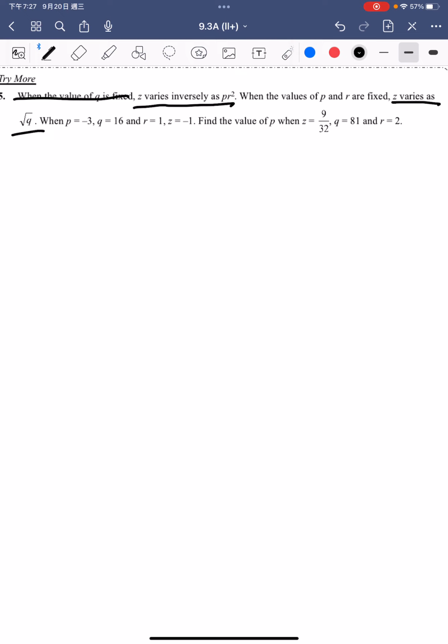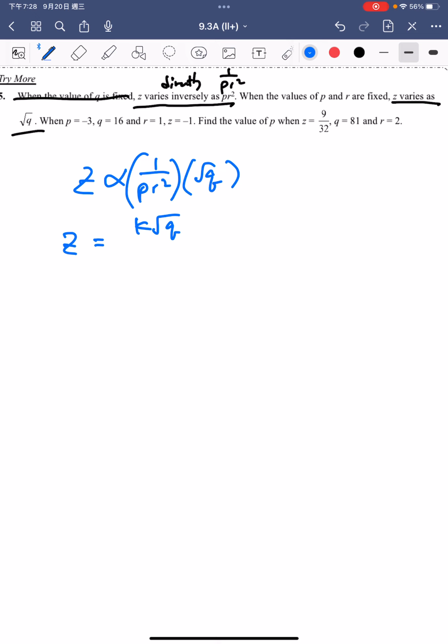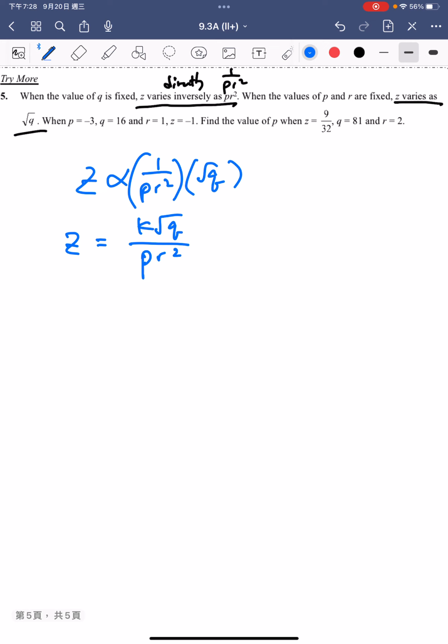When it says inversely, we can change it to directly, and we change the PR squared to become 1 over PR squared. So z varies directly as 1 over PR squared, and varies as the square root of q. You can just combine them. Basically this means z is proportional to 1 over PR squared times the square root of q. Then we can write it as z is equal to k square root q divided by PR squared.